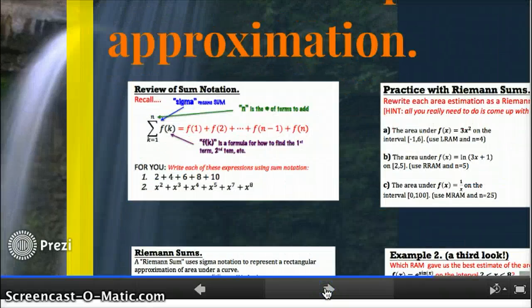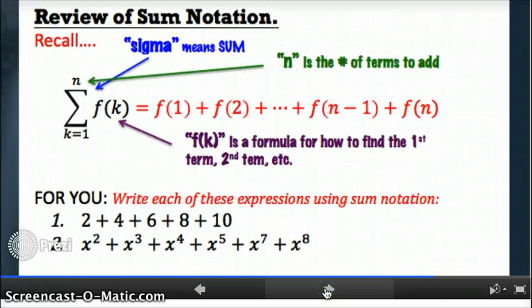Let's get started. So you should remember sum notation from pre-calculus, but let me just refresh you a little bit. This is a sum, this notation. This symbol is a sigma, which is a capital Greek letter S, and it just means sum. The way we read this is the sum from 1 to n, sometimes n will be a number, of f of k. N represents the total number of terms we're going to add, so you would see 1, 2, 3, all the way up to n terms. And f of k is a formula or a pattern for how to find each of these terms.